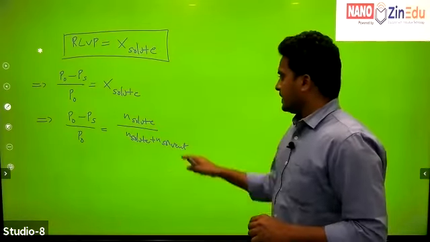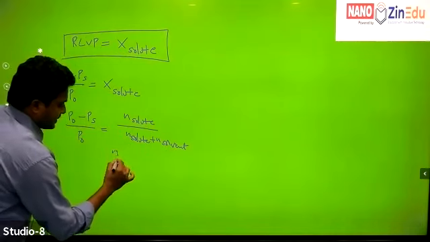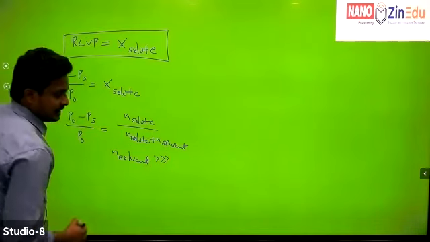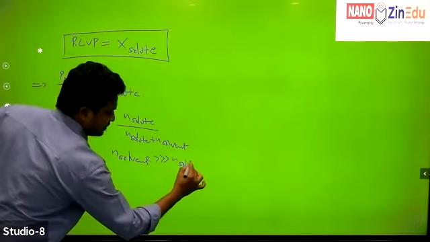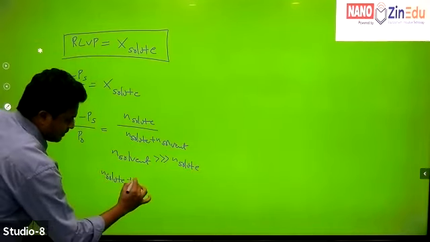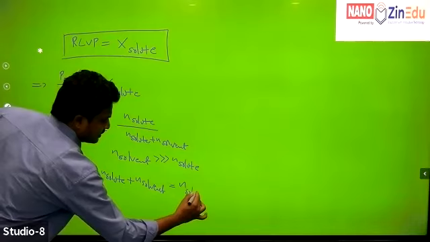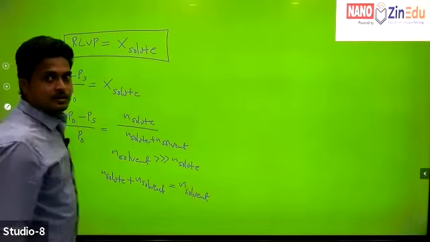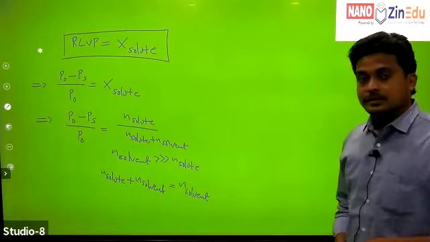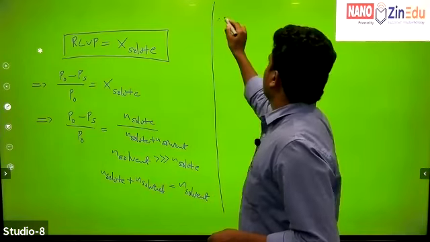In the same way, here we have number of moles of solute plus number of moles of solvent. If the number of moles of solvent is very much greater than the number of moles of solute, can I take number of moles of solute plus number of moles of solvent as equal to the number of moles of solvent? Is this clear? Substitute in this formula, then what do we get?